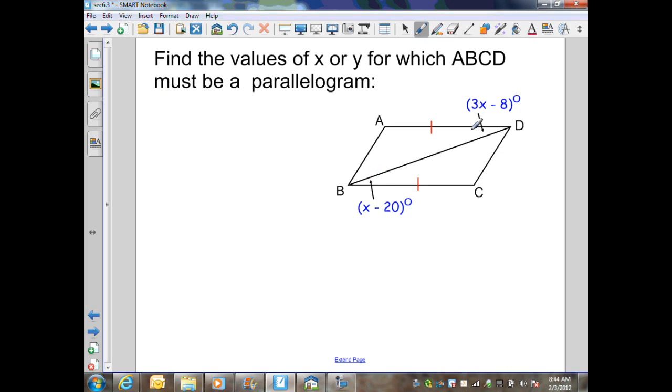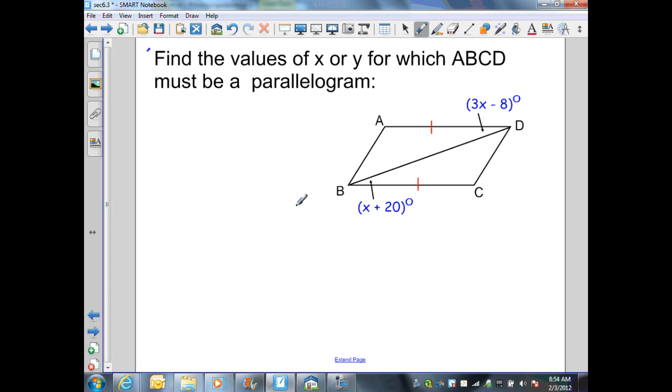If these two values are congruent, these two angles are alternate interior angles. And if alternate interior angles are congruent, then these two lines cut by this transversal would be parallel. And that would make ABCD a parallelogram because if one pair of opposite sides is both congruent and parallel, then that quadrilateral is a parallelogram. So we need to make these two angles congruent.